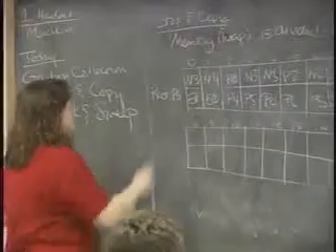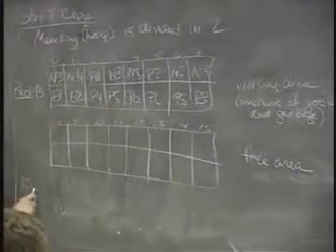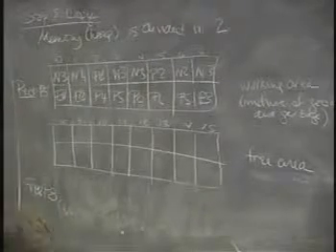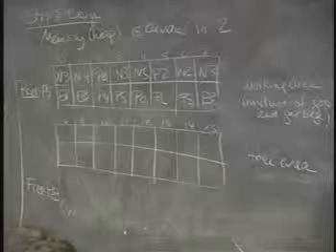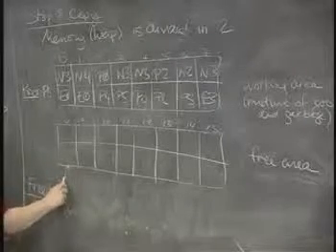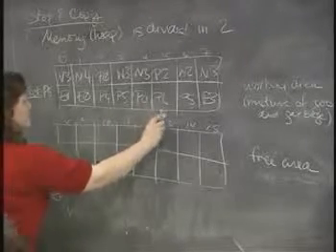Okay, so we need to know where the root pointer is. And then the free area, there's going to be a pointer to the free area. So the first free element in the free area. So draw this like that. That's my free pointer. This is my root pointer.